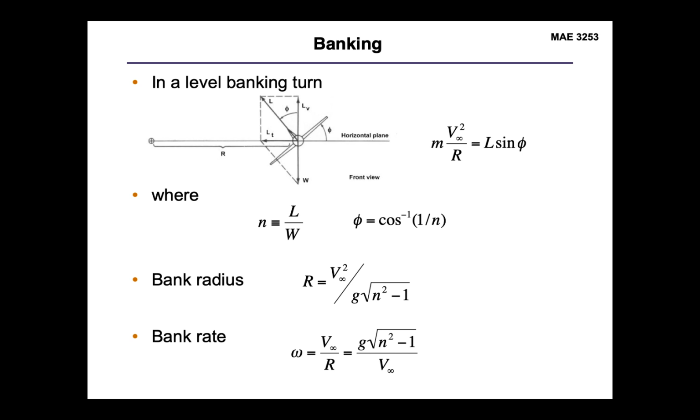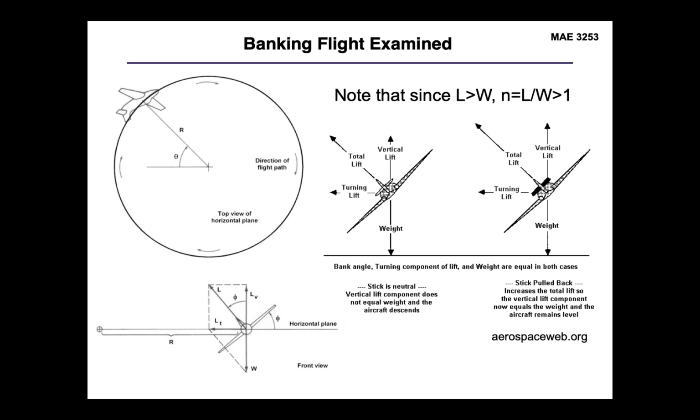Now once we have that radius calculation, we can calculate the bank rate, which is just the velocity that we're traveling at divided by that bank radius. So one is going to tell us how large that turn is, what's the diameter of your orbit, and the other is going to tell you how long it takes to make one full circle around that particular orbit.